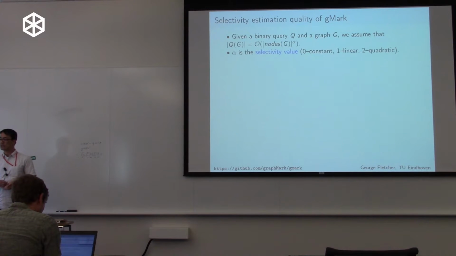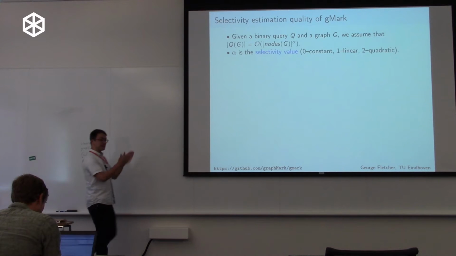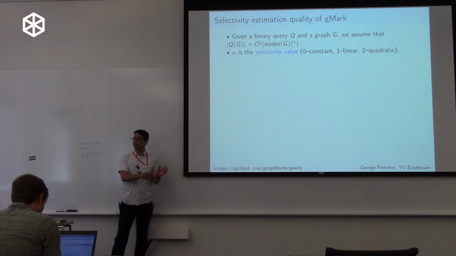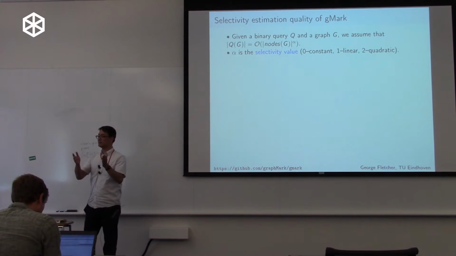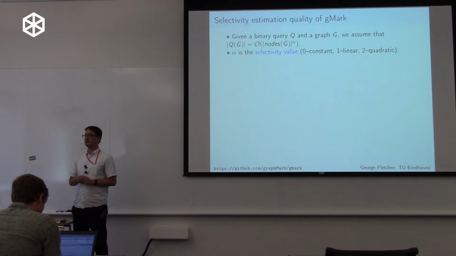Yes? Can you explain what you exactly mean with a binary query? Oh, one that outputs pairs of nodes. So the output is node pairs. Like the output of an RPQ is the pairs of source target nodes. So we're focusing on just supporting selectivity estimation on RPQs, essentially.